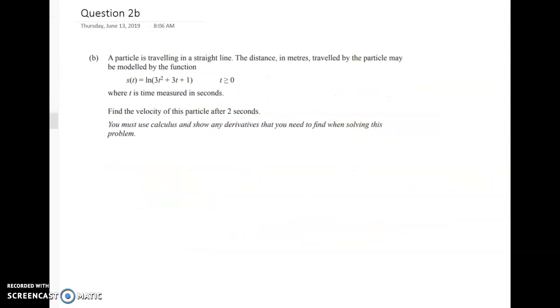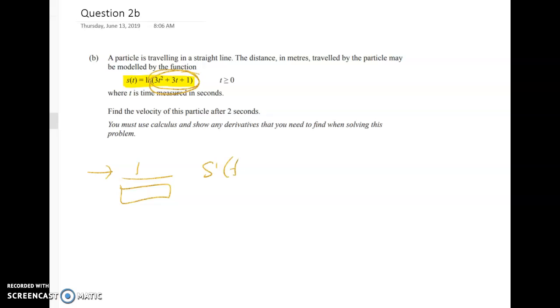So 2B is basically a kinematics question, a lot like you saw in level 2. We've got a particle travelling in a straight line, and the distance travelled by the particle can be modelled by this function. The only thing harder about it compared to last year is that the function is a log function. So we need to know that when we differentiate a log, we end up with 1 over the function, and then we have to chain rule, find the derivative of the inside function.